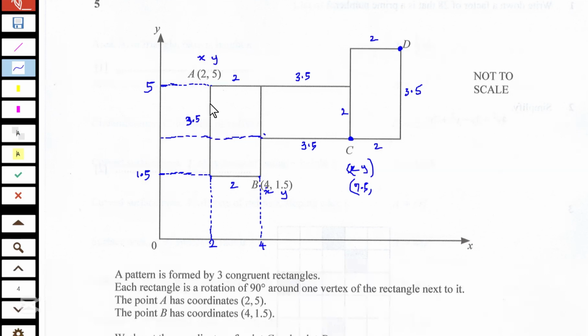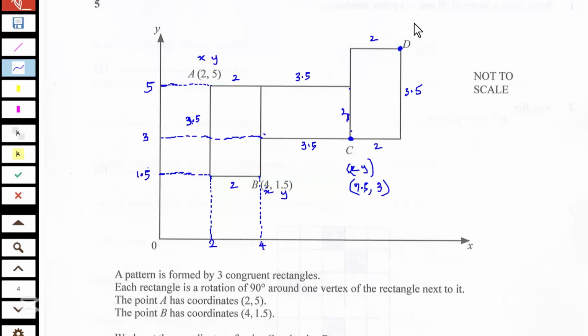So we need to find the Y value. To find the Y value, if the length of the rectangle is 3.5, we have to subtract 2 from 3.5. The width of the rectangle here in this case is 2. So 3.5 minus 2 will give us 1.5, which means 1.5 plus 1.5 will be equal to 3. So the y value will be 3. So the x and y value for point C is 7.5 and 3.